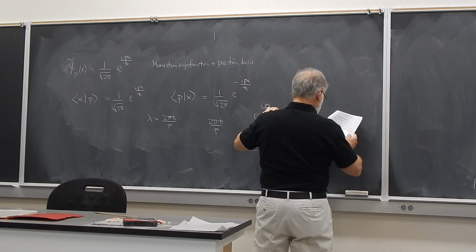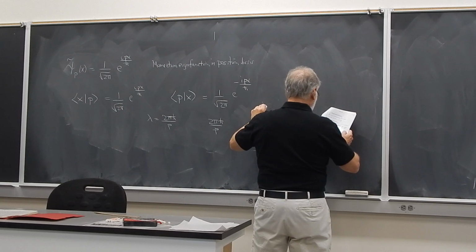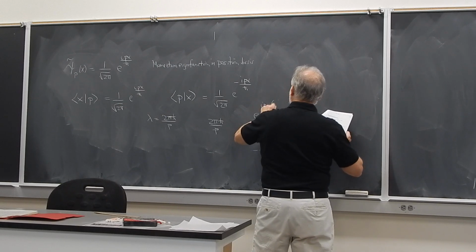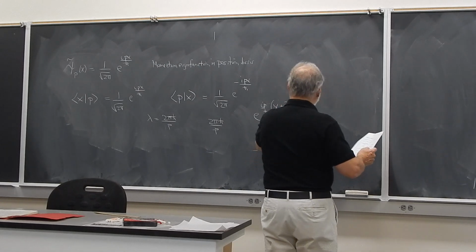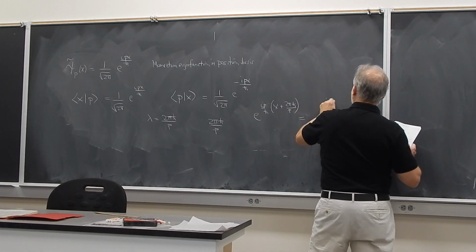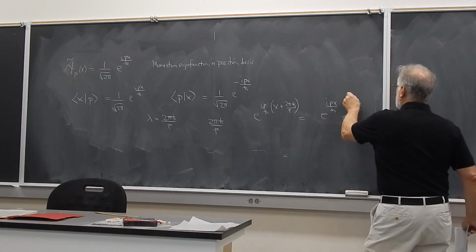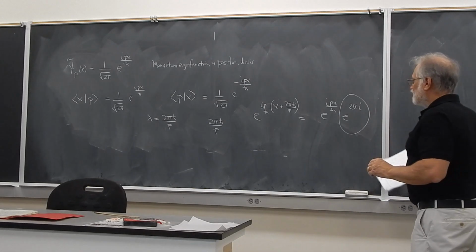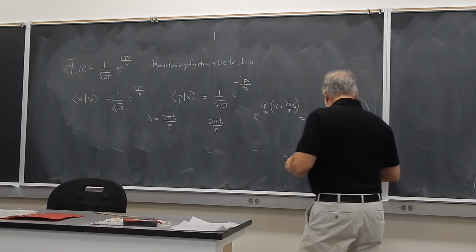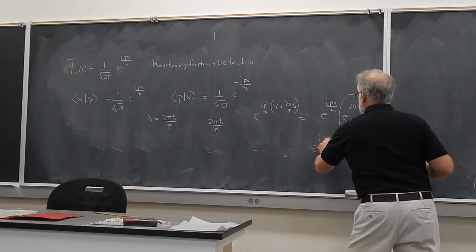And let's do this. Let's write it as e to the i over h bar times p times x plus 2 pi h bar over p. This is just like writing e to the i px over h bar times e to the 2 pi i. This, of course, is just 1. So we're not changing anything by adding values of lambda. Therefore, I can write this as just e to the i px over h bar.